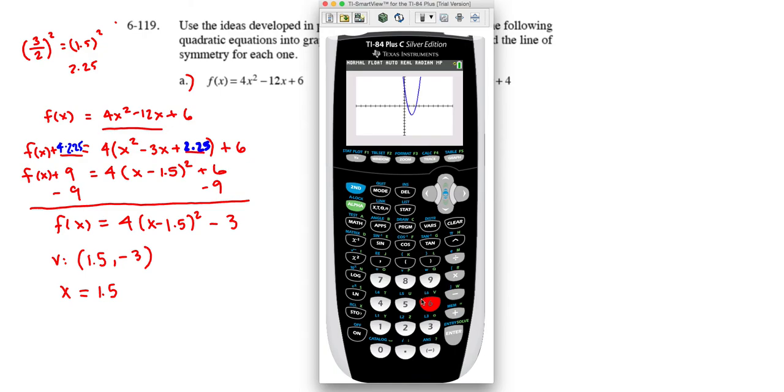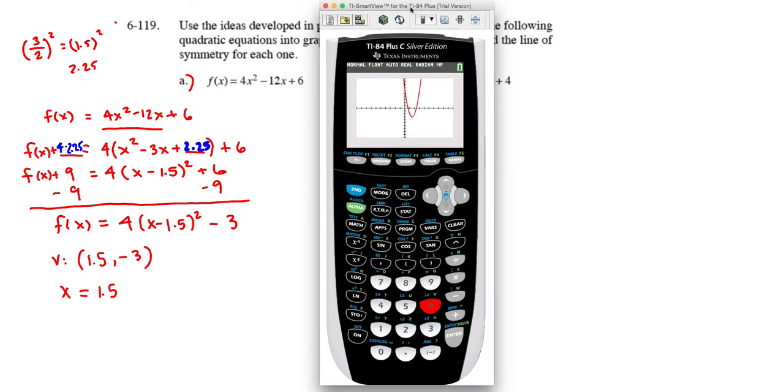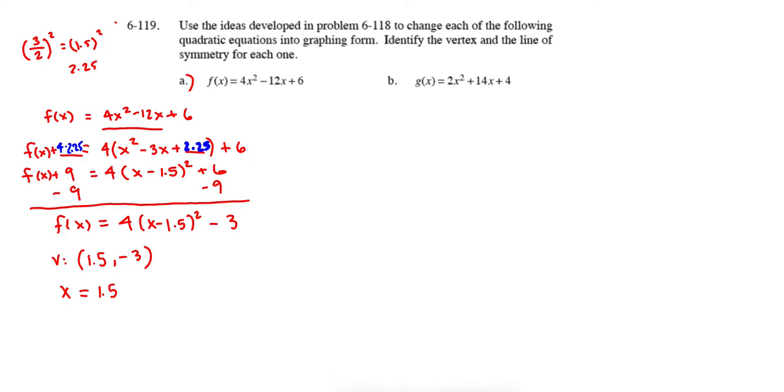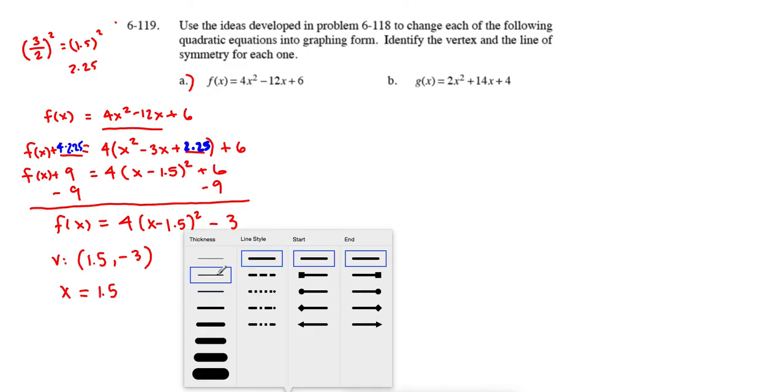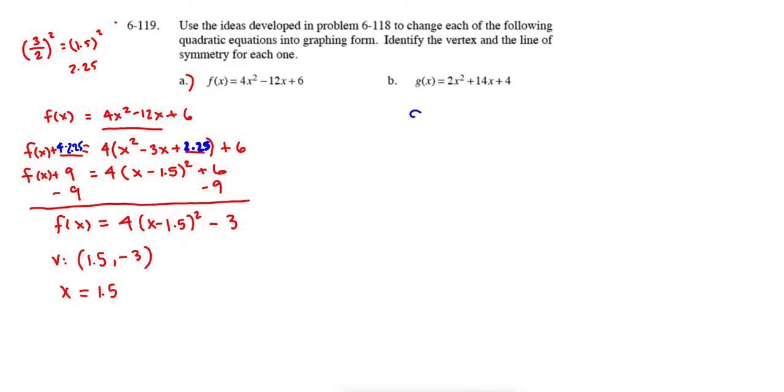There's 1. And there's one right on top there. So we know that this form is equivalent because they give us the same graphs. So looking good. Let's move on. Let's look at letter B. We've got g of x is equal to 2x squared plus 14x plus 4.